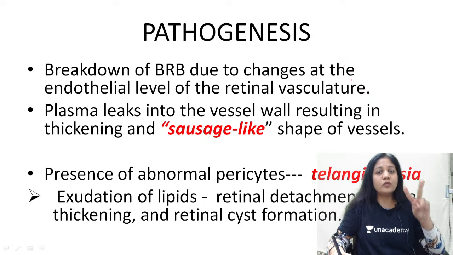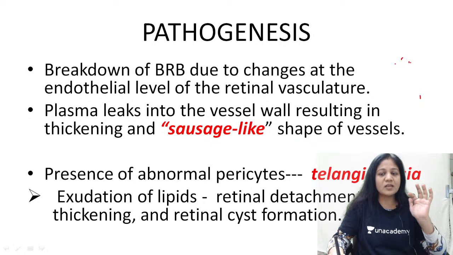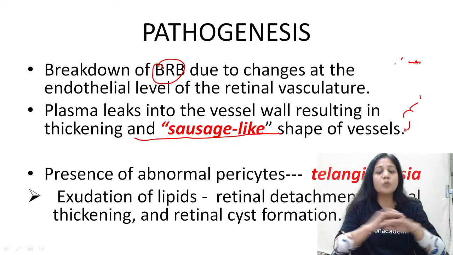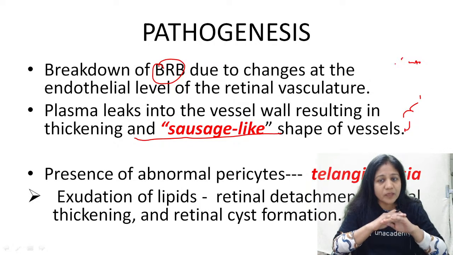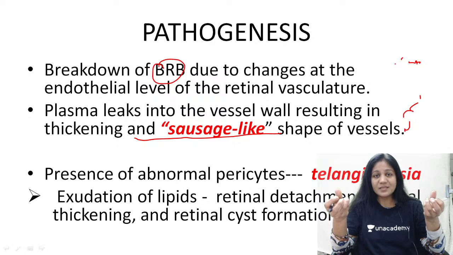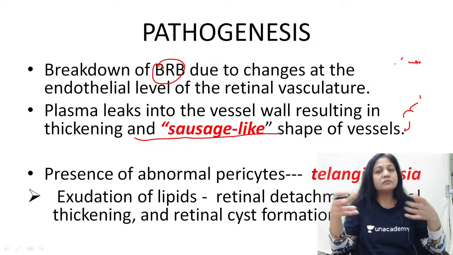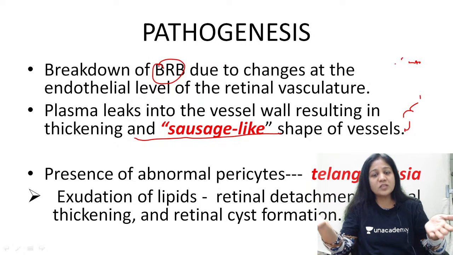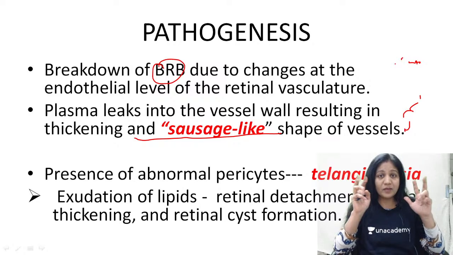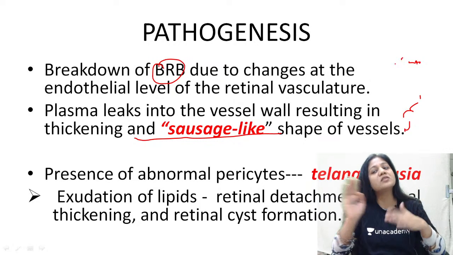Now guys, there are 2 very, very important terminologies. Please remember, the first one is sausage like shape of vessels. So what happens, guys? The main pathogenesis is that the blood retinal barrier is broken down. So when your blood retinal barrier is broken down, you will have problems in the capillary wall, isn't it? So they become leaky. The vessel configuration will change. So you have sausage like shape of vessels. So this is a very, very important question. In which pathology do you see sausage like vessels?